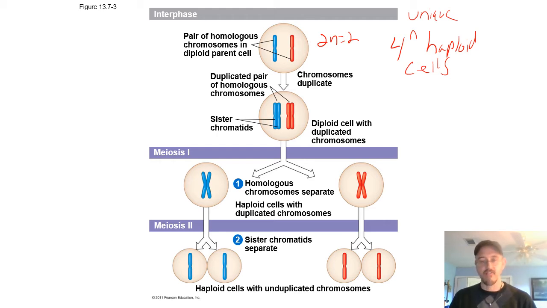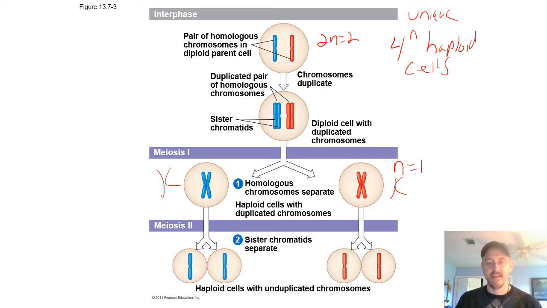At the end of meiosis 1, you have 2 cells produced. These are haploid cells, but they consist of duplicated chromosomes, right? So the chromosomes look like this. There's 1 chromosome in each of those cells. Up here we had 2n of 2. Here we have n equals 1 in these cells down here.